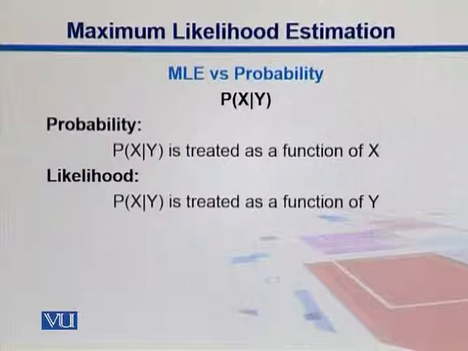How can we compare this maximum likelihood estimate versus probabilities? If we look at this relation, we have P of X given Y. If it is treated as a function of X, this is probability. In the case of likelihood, it is treated as a function of Y.